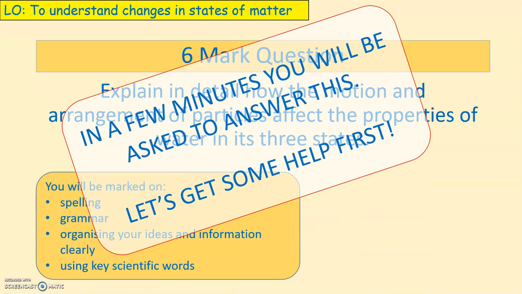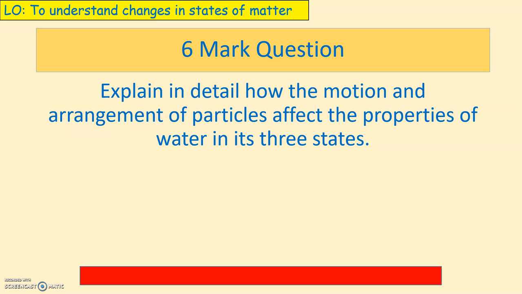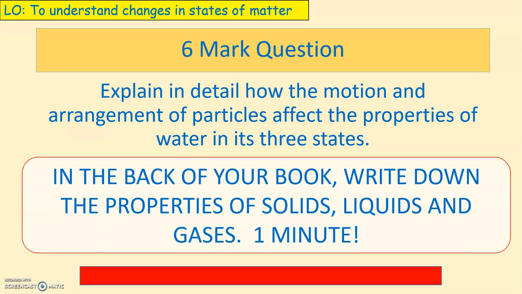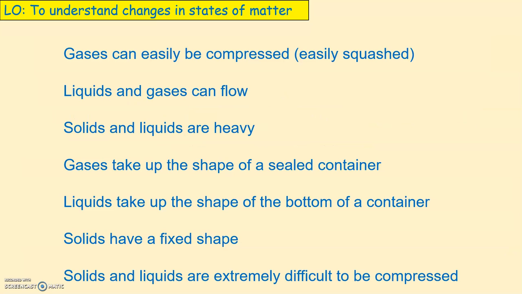Now, before you do that, we're going to get some help first, okay? First of all, in the book that you're writing in, I need you to write down the properties of solid, liquid, and gases in 1 minute. So again, pause the video and write down these three states. This is what's going to help us. All right. You've done that? Brilliant. That is the properties of it. Again, if you haven't done it or done it properly, you can write this down. Pause the video and write it down.